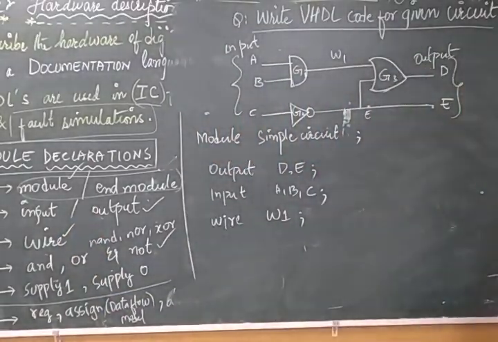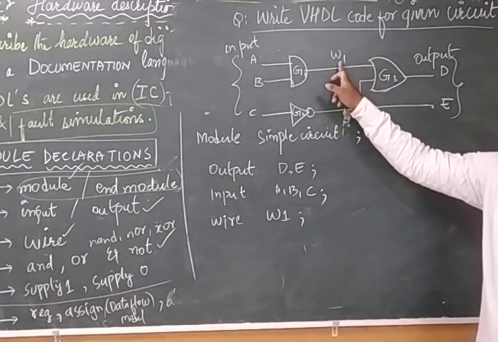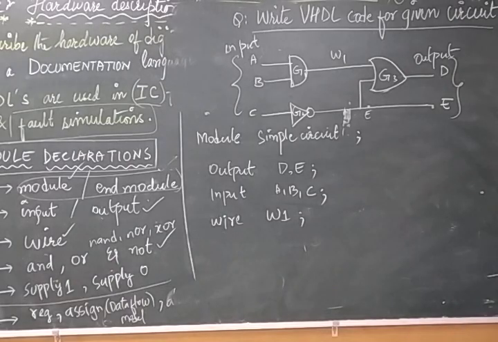Next, I need to declare the number of gates. So how many gates do we have? Gate 1, gate 2, gate 3. Gate 1's output is W1, inputs are A comma B. So what I'm writing is the output followed by inputs. I'm defining the gates for all these 3 basic gates. So I'm writing the gates.